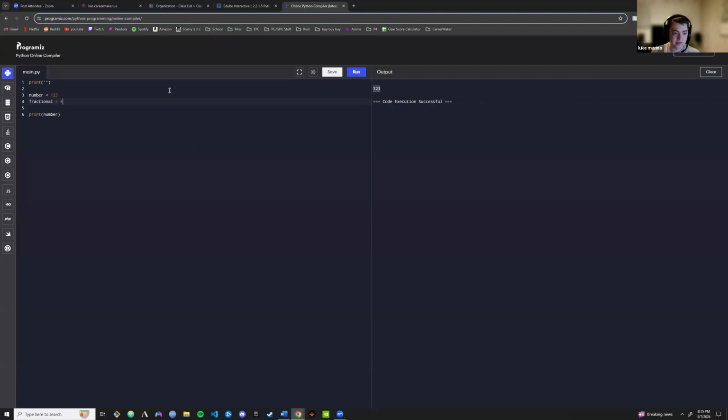Can you put the compiler back in the chat? Oh yeah, absolutely. And feel free to follow along as well. So this is a floating point number right here. Even though the decimal is empty, it's still represented as a floating point because you have the decimal point right here.